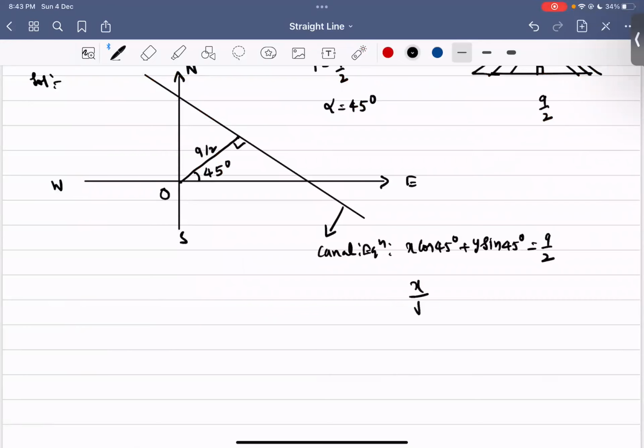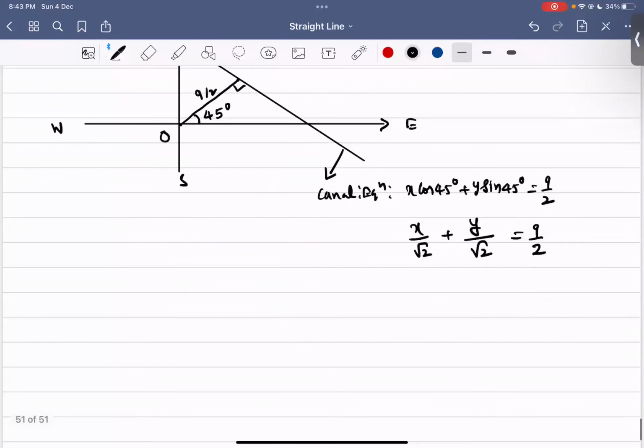Therefore, cos 45 is 1/√2. Therefore, x by √2, y by √2, since sin 45 is also 1/√2, is equal to 9/2. So that implies x plus y is equal to 9 into √2/2. That is nothing but x plus y is equal to 9/√2. Okay, let it be like this. So this is the equation of the canal.